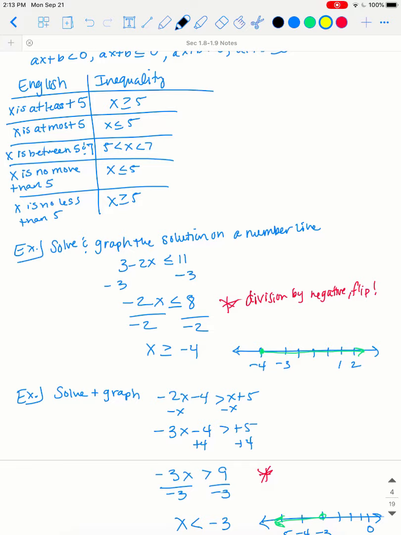X is between 5 and 7. That's going to be here. X is at least 5 is here. X is at most 5. X is no more than 5. And x is no less than 5.